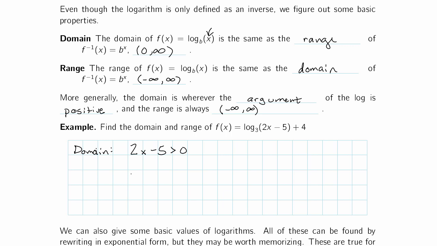To solve that, we add 5 to both sides, so 2x is greater than 5. And then divide both sides by 2, so we get x is greater than 5 halves. So the domain is the numbers 5 halves to infinity. And remember, we don't need to reverse that inequality because we divided by something positive.